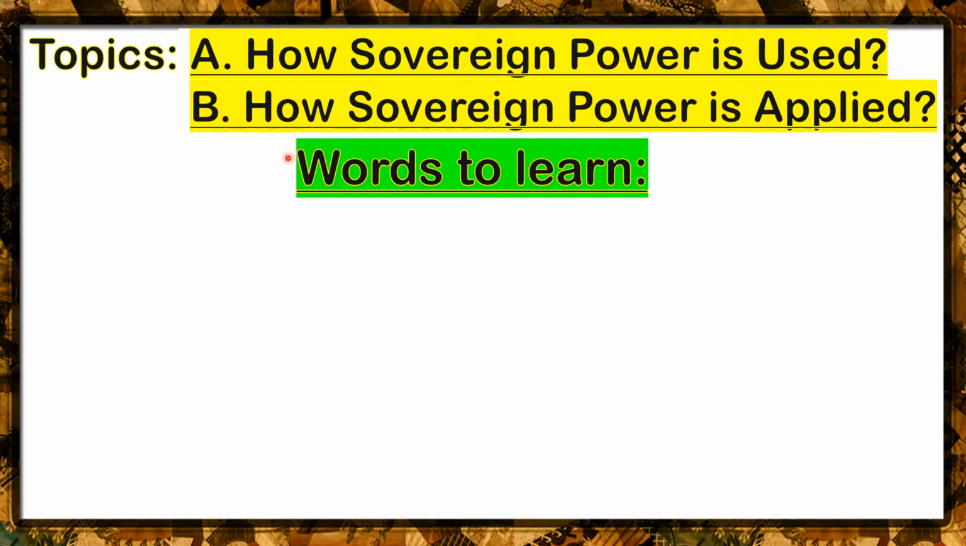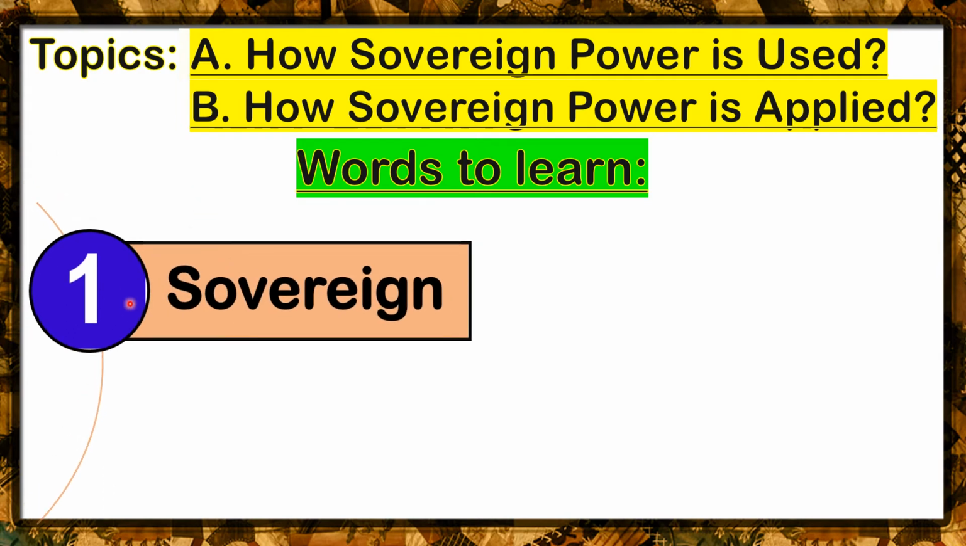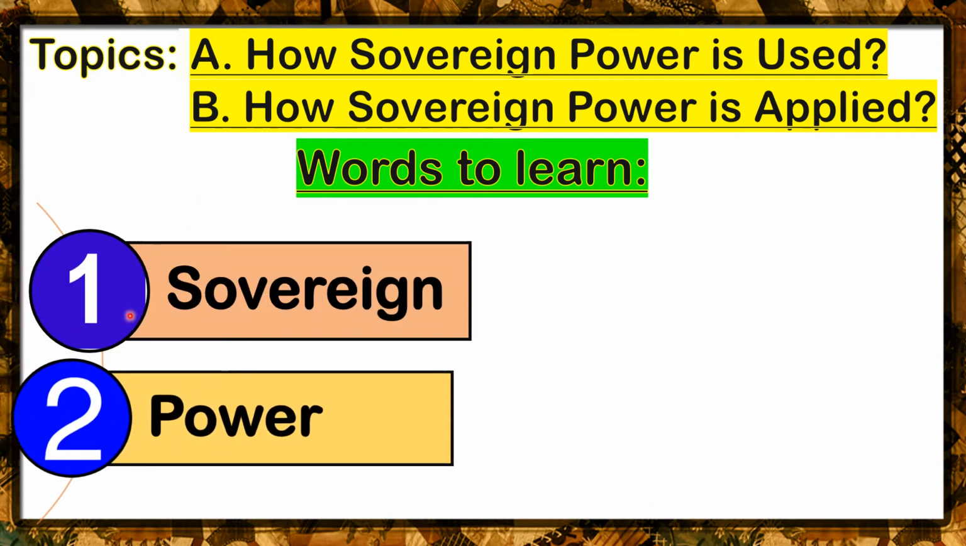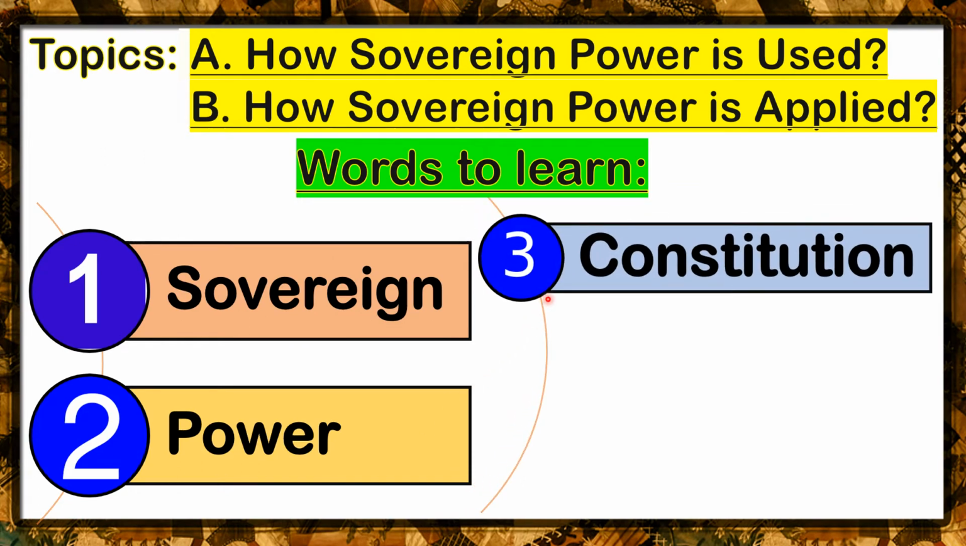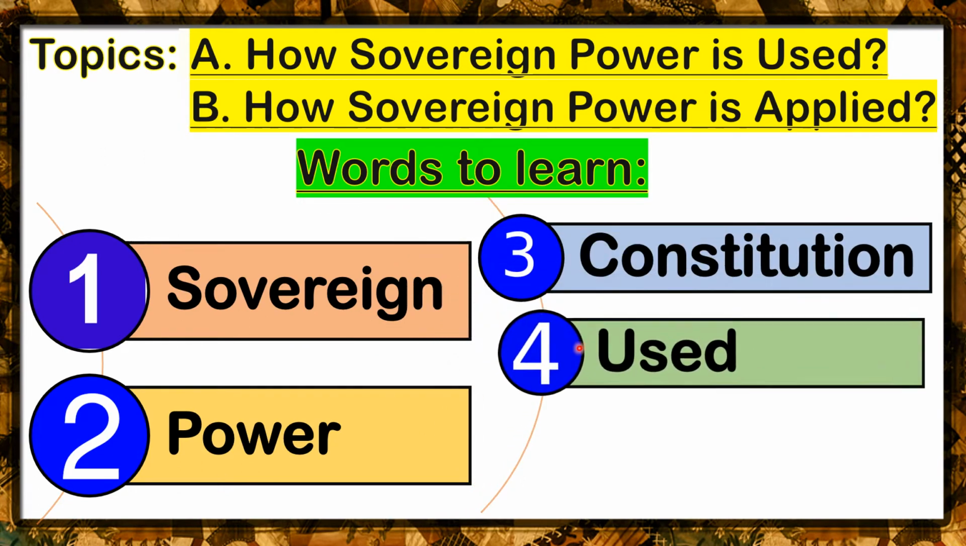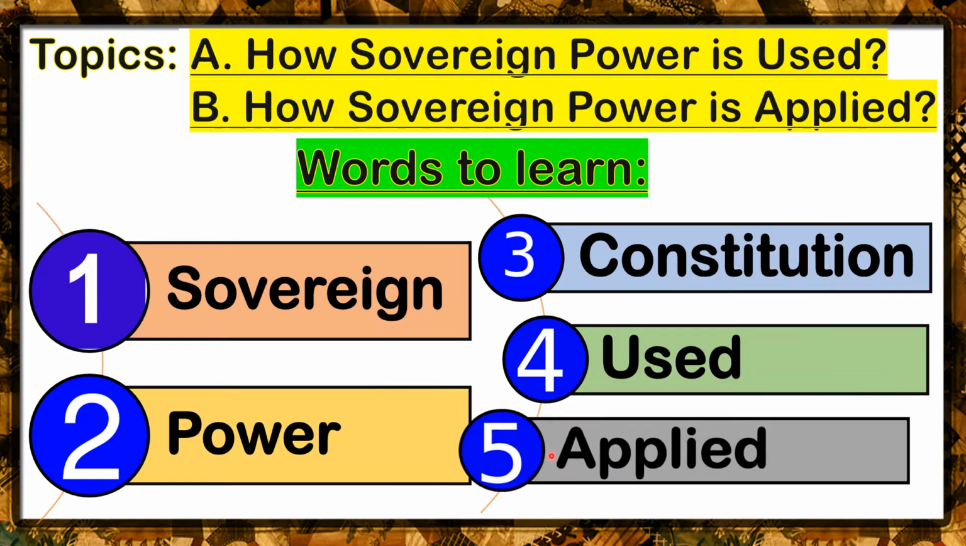Now let us read the words to learn that can help us to understand our topic even better. Please repeat after me so you can practice your reading skills and speaking skills even if you're just at home. Let's start reading now. Number one, sovereign. Number two, power. Number three, constitution. Number four, used. And number five, applied.